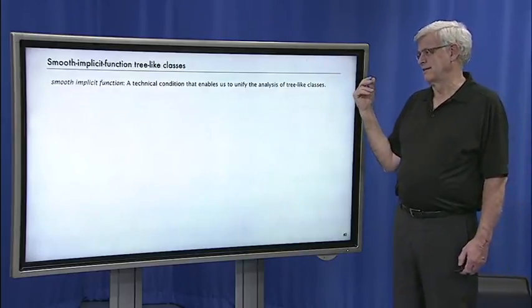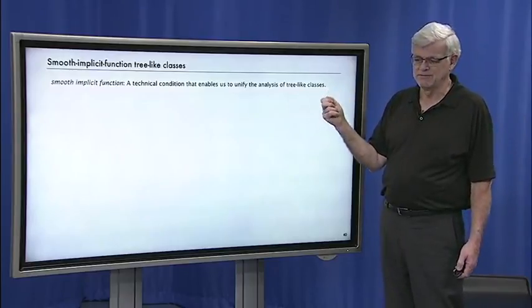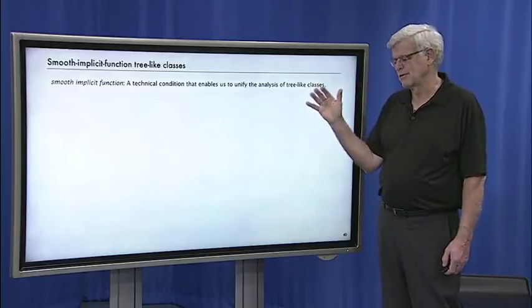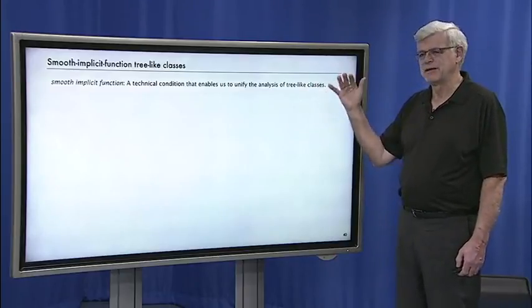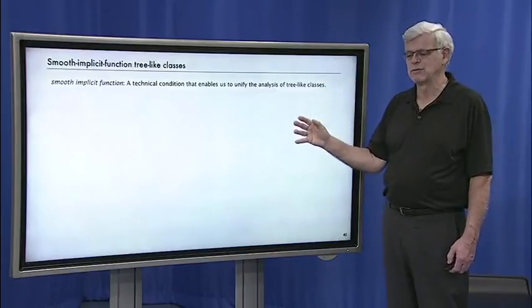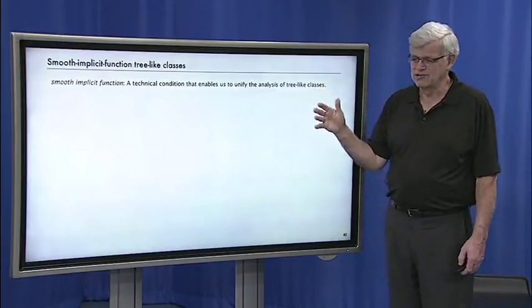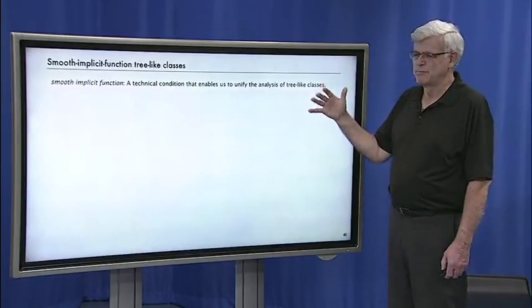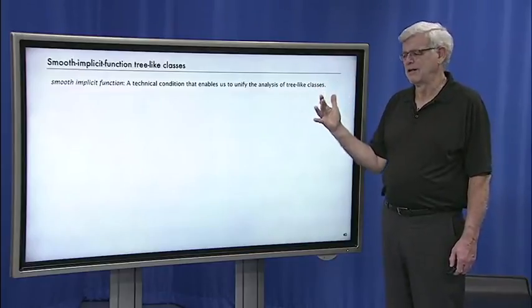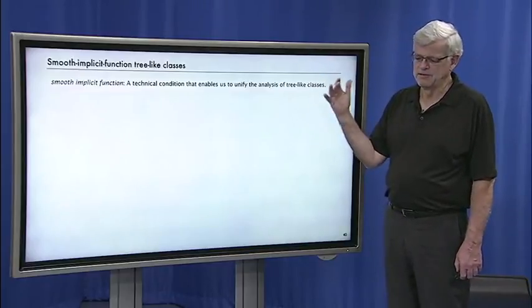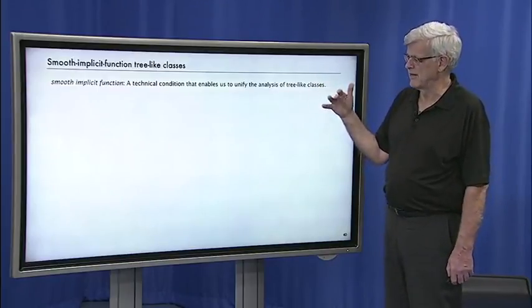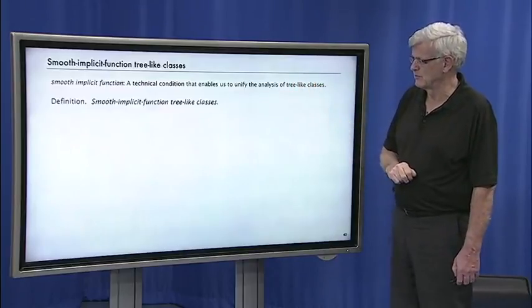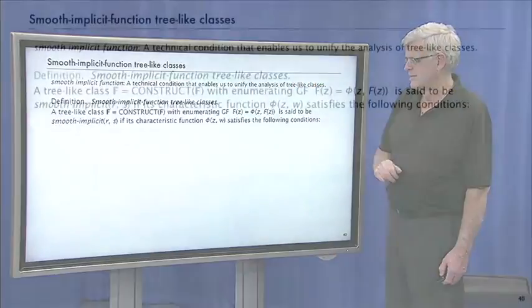Now we have this smooth implicit function condition. Again, for all of our schema, we have some technical condition that we have to make sure is satisfied in order to be able to push singularity analysis all the way through. Usually the technical condition involves eliminating trivial cases, but there's also periodicity and problems with singularities the same distance from the origin that are involved in these. And so here's what it is for implicit tree-like classes.